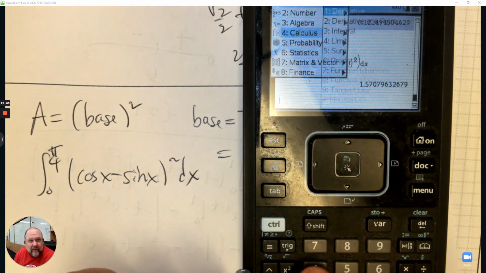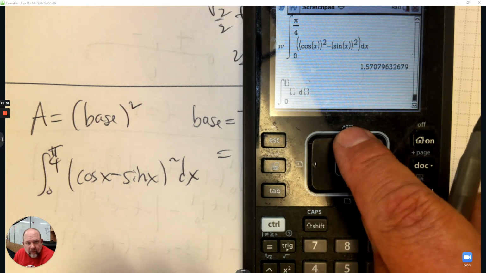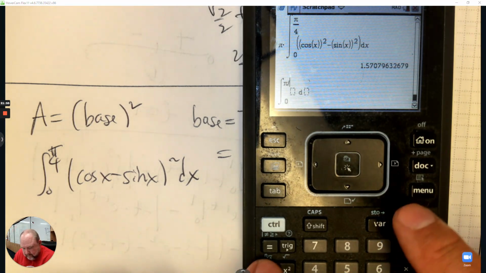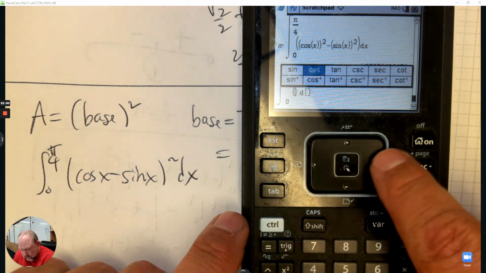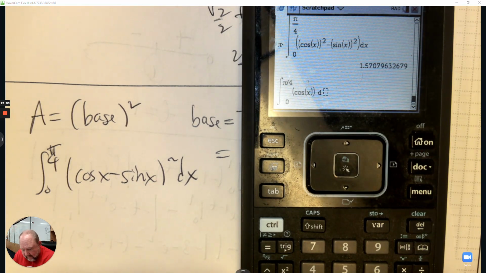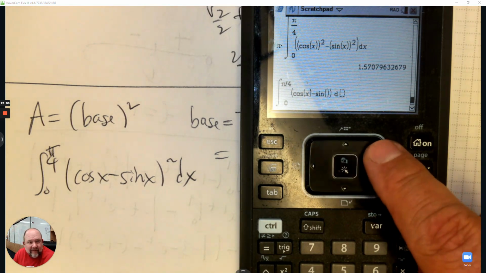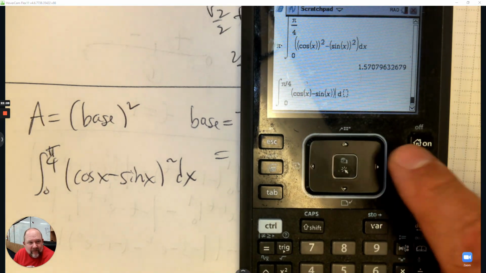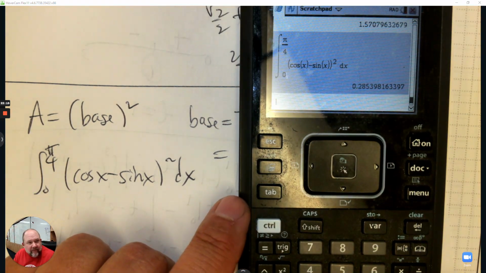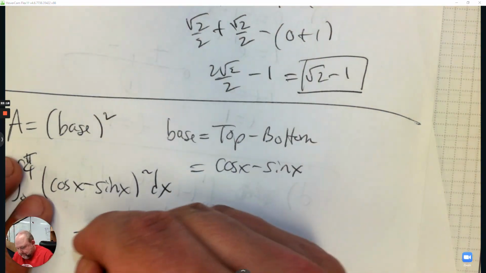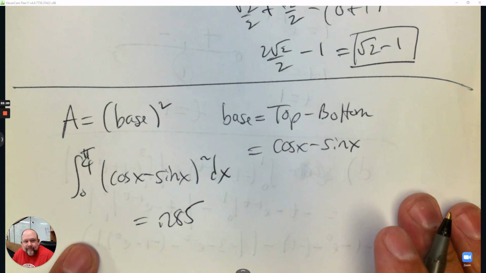So menu calculus, integrate from 0 to pi over 4 again. Parentheses, and then it's cosine minus sine. And then I square it, dx. And it should be 0.285. Perfect. All right. What do we got?